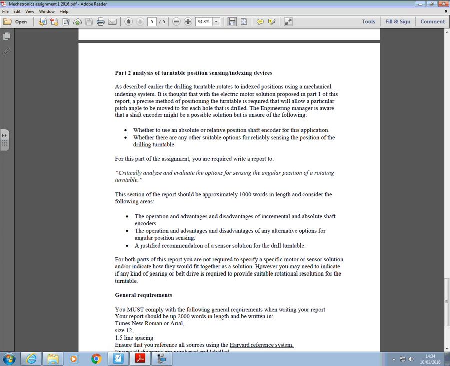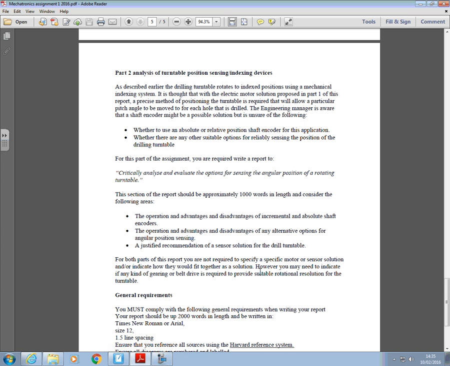So for this part of the assignment, you're required to write a report that will critically analyse and evaluate the options for sensing the angular position of a rotating turntable. Approximately 1,000 words. Consider the following areas: the operation, advantages and disadvantages of both incremental and absolute shaft encoders, the operation, advantages and disadvantages of any alternative options for angular position sensing, and a justified recommendation of a sensor solution for the drill turntable.